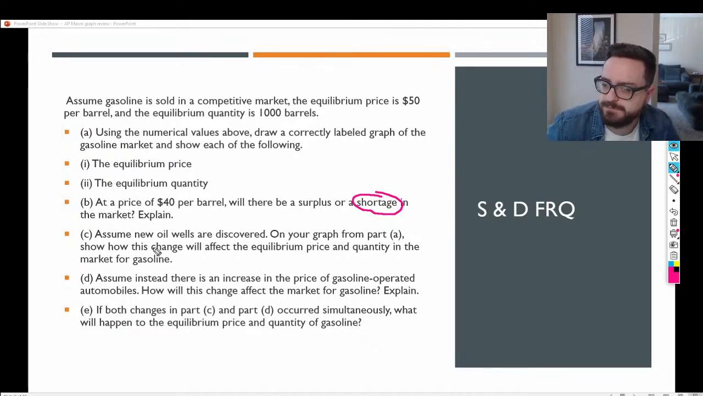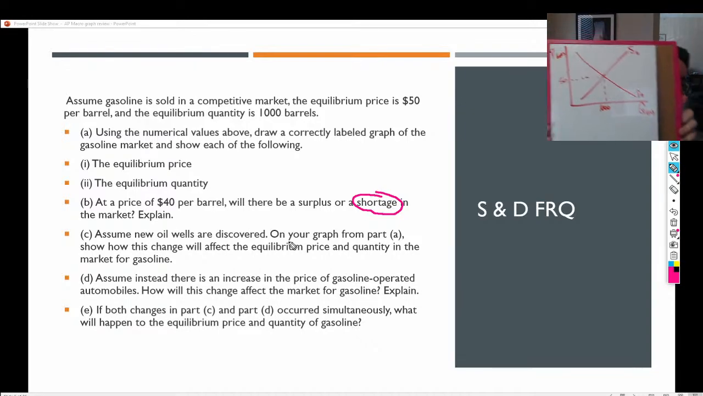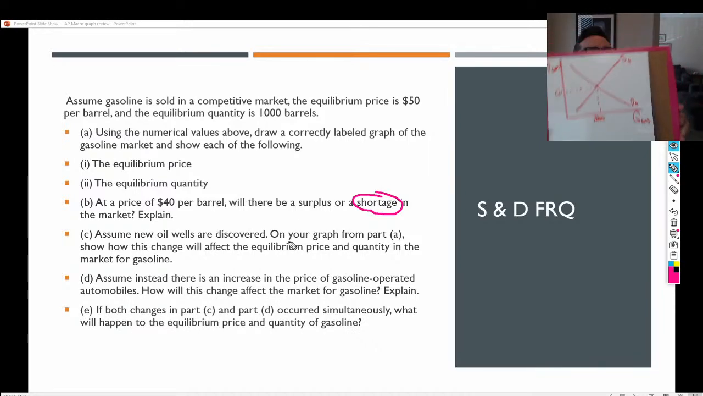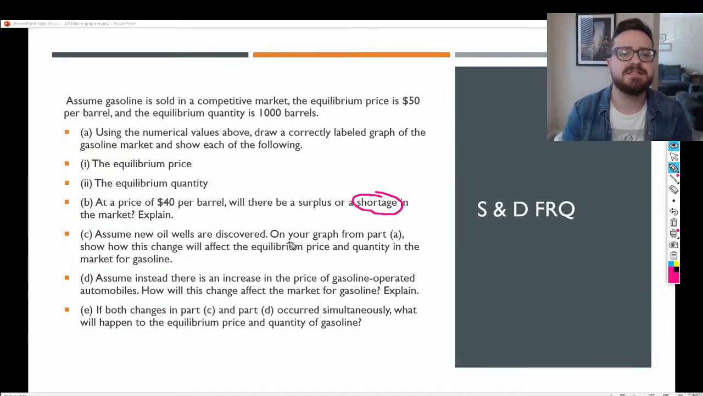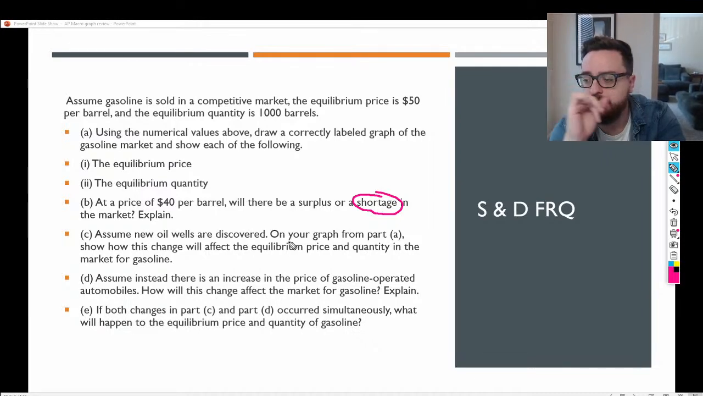Okay. C. Assume new oil wells are discovered. On your graph from part A, show how this change will affect the equilibrium price and quantity in the market for gasoline. So there's a bunch of new oil wells discovered. Supply and demand graph, I've got to think of what that's affecting, supply or demand. For these, a lot of the time, if you don't want to memorize a list of shifters, you just kind of have to think, who cares about this oil well discovery? This is a significantly more important thing for the producers of oil because they can now acquire more oil than before. So I would say that this allows for the supply of oil to rise.